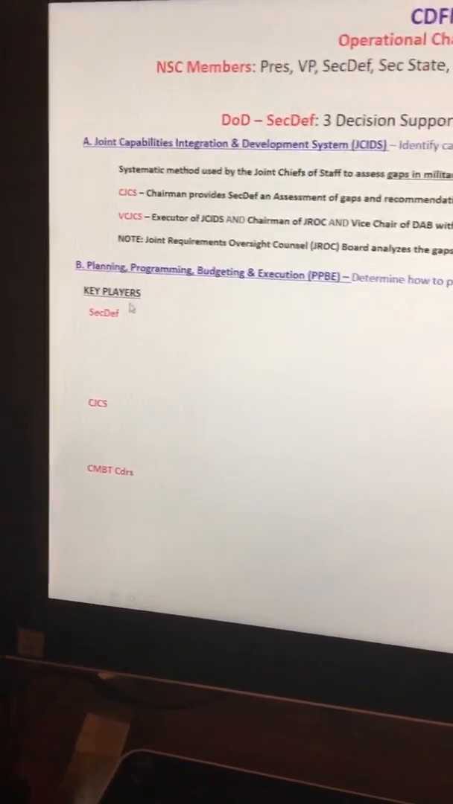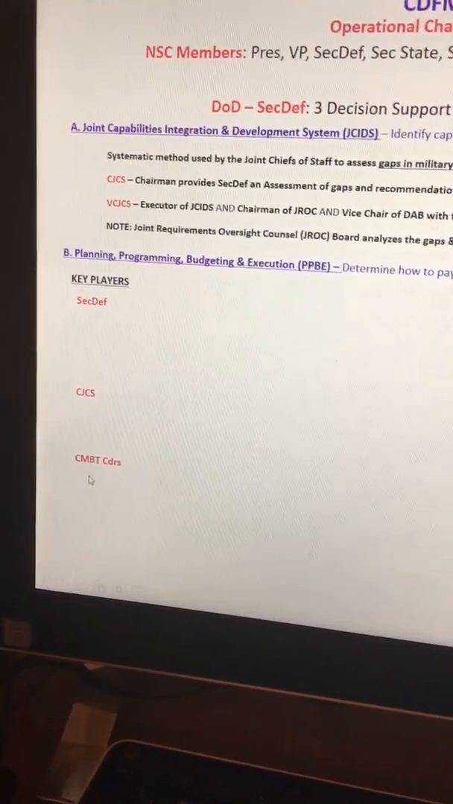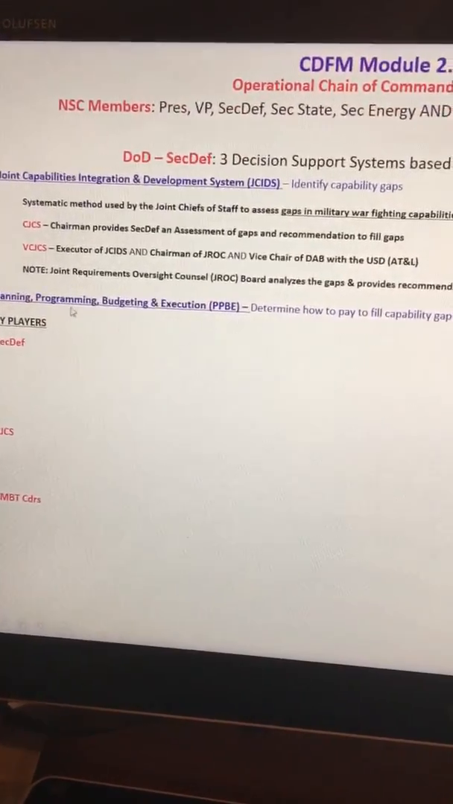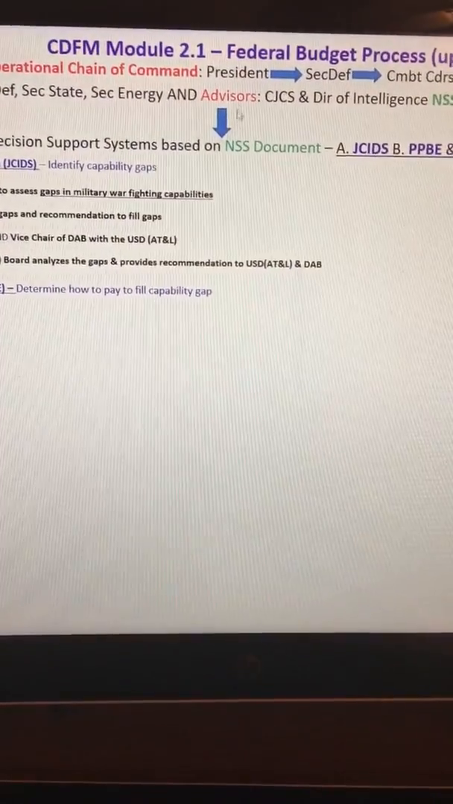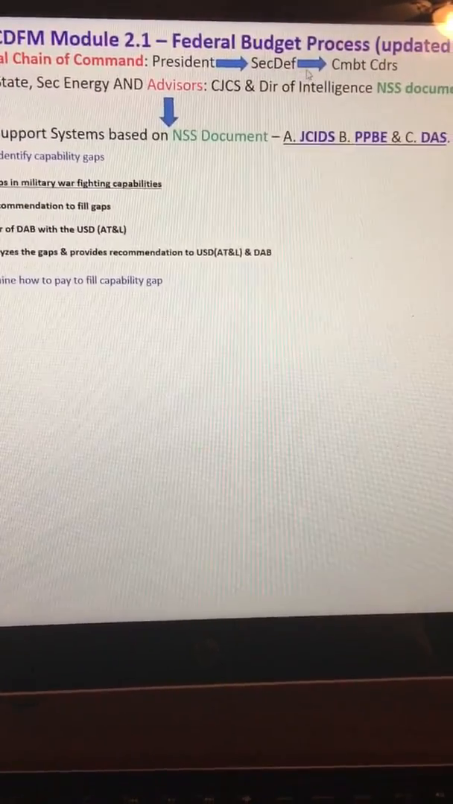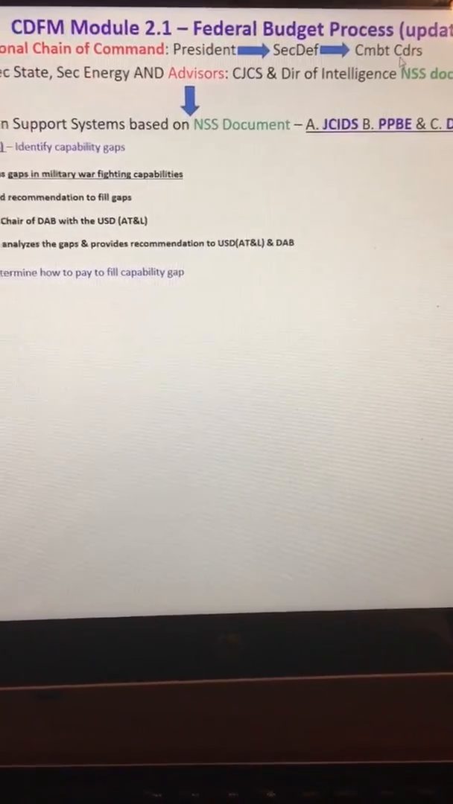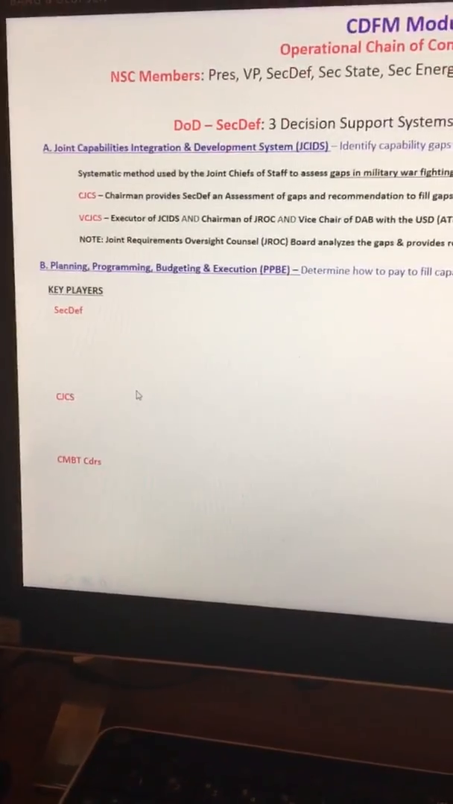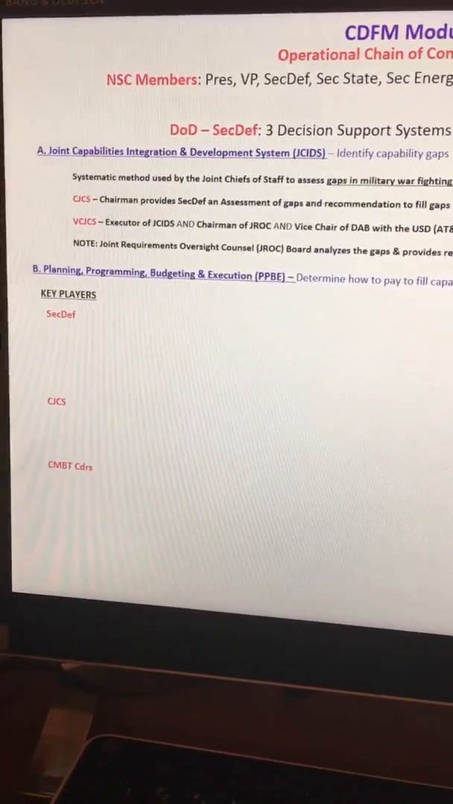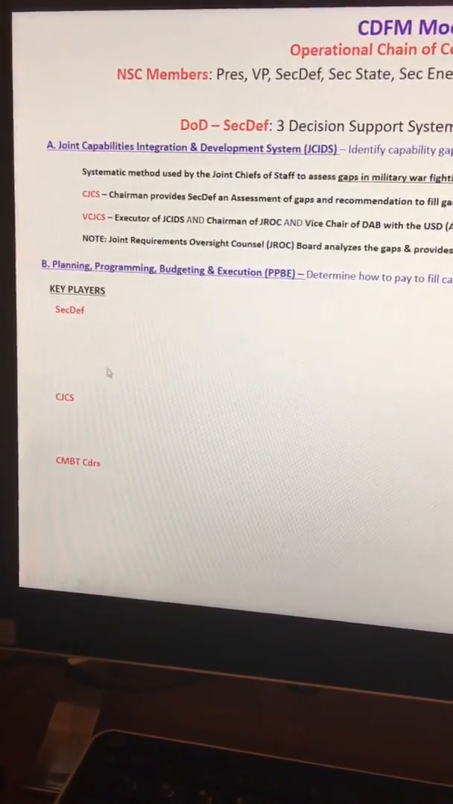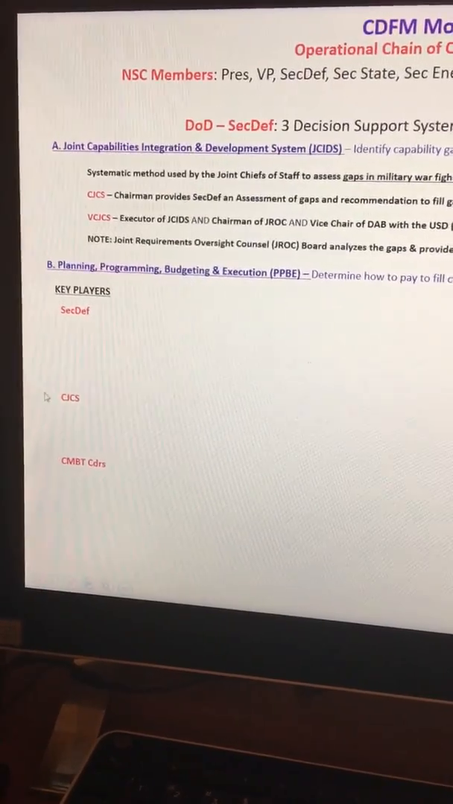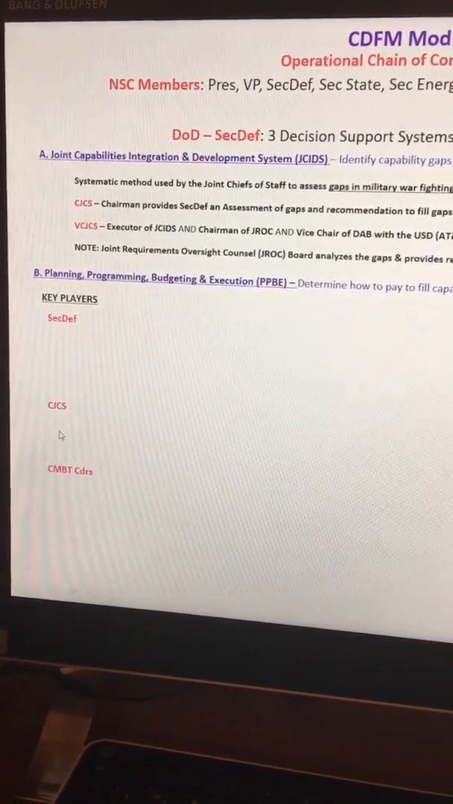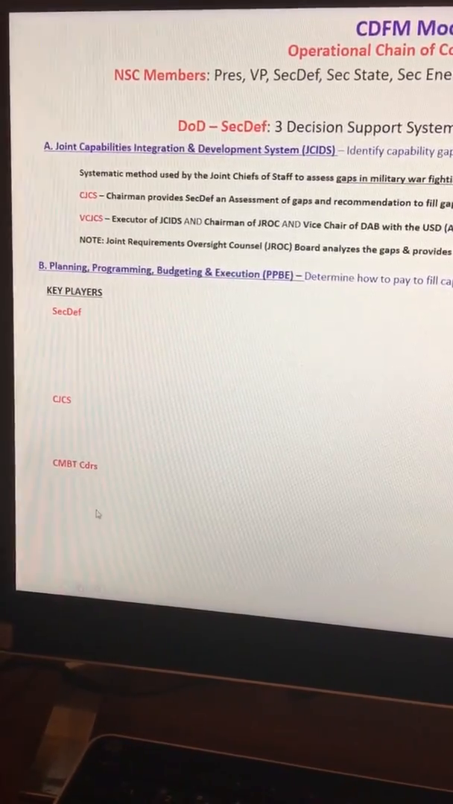So your key players, those combatant commanders we talked about, and although the operational chain of command runs from the president, the SecDef, to the combatant commanders, the majority of the communication from the president, the National Security Council, or the SecDef goes through your top military advisor, which is the chairman of the Joint Chiefs of Staff.